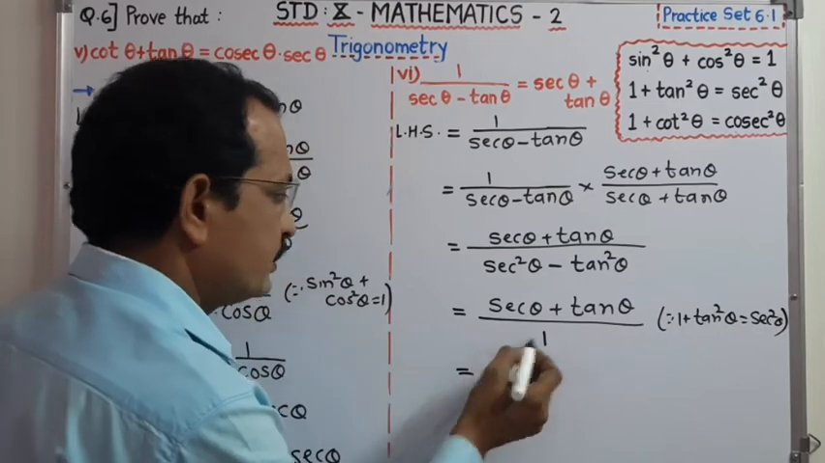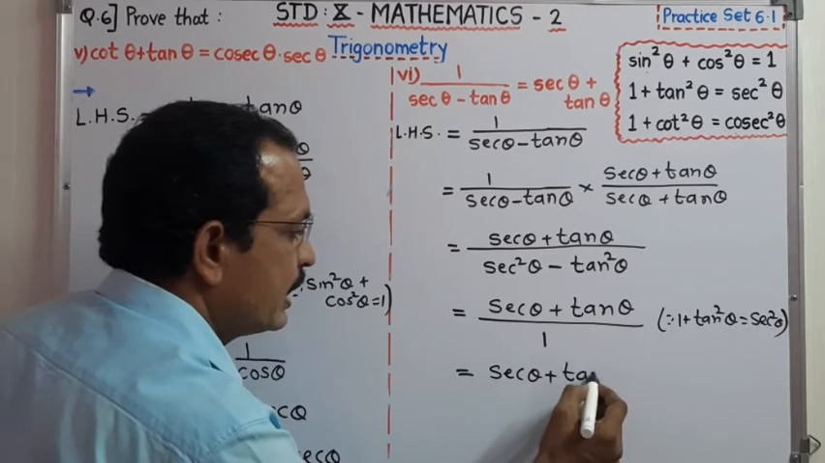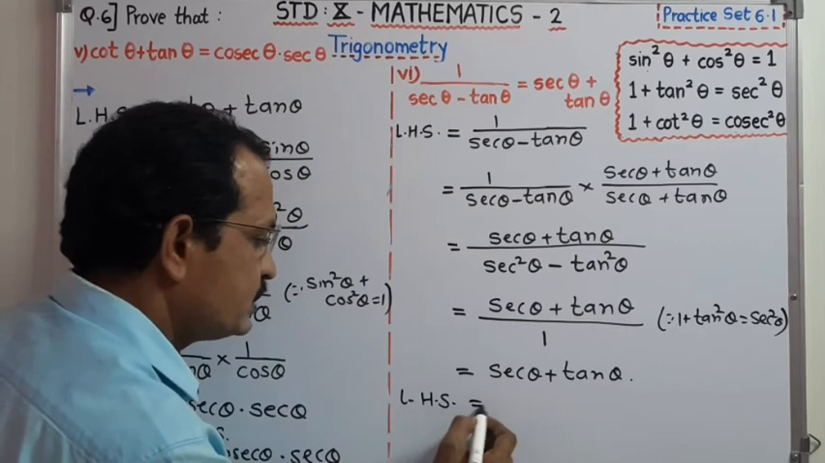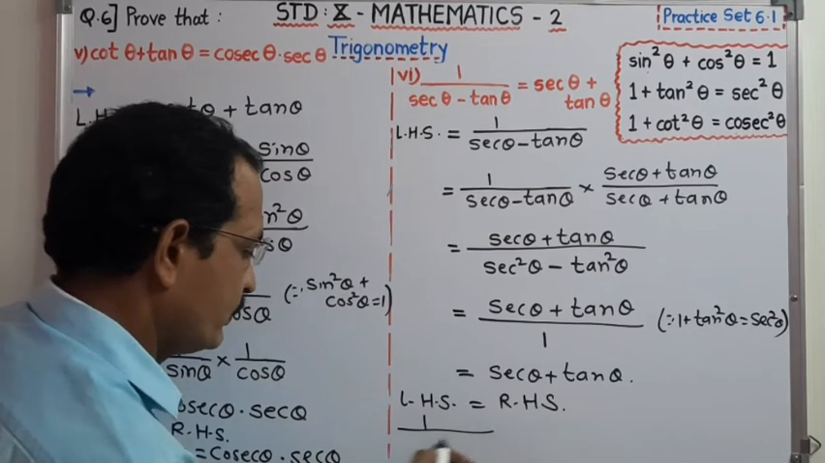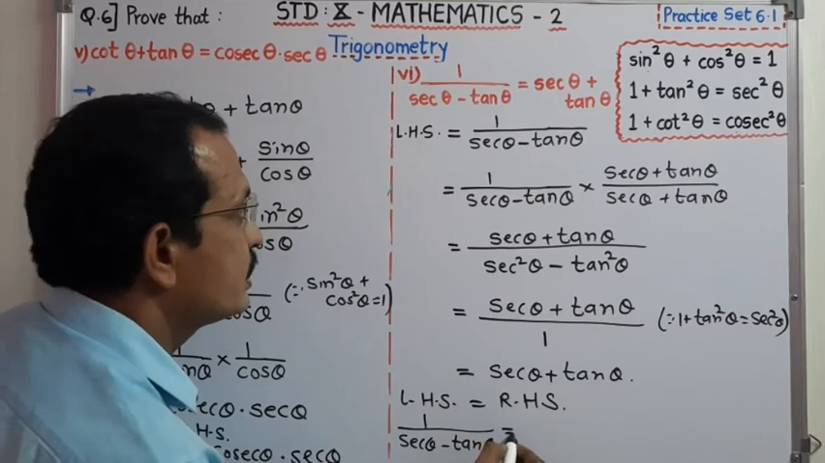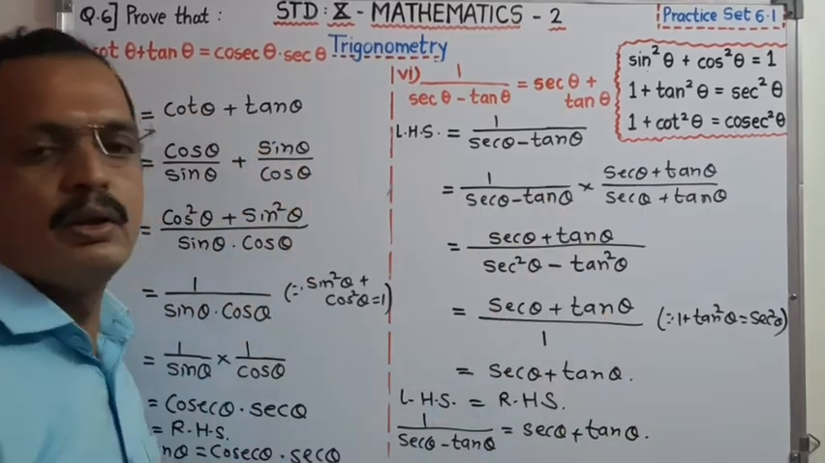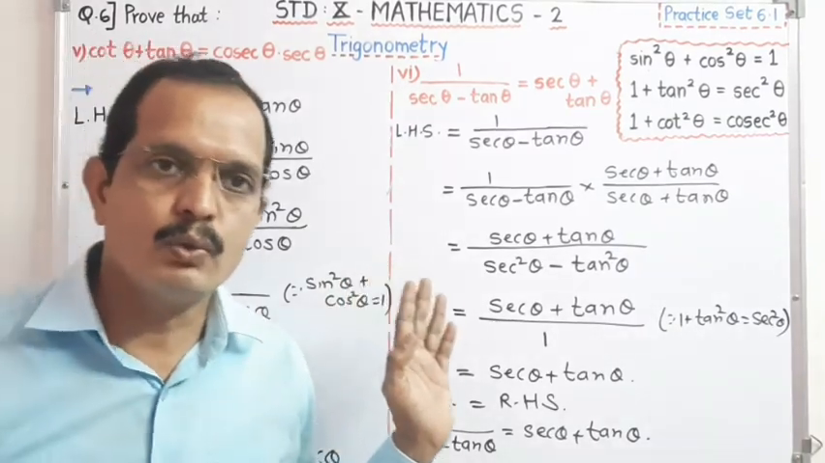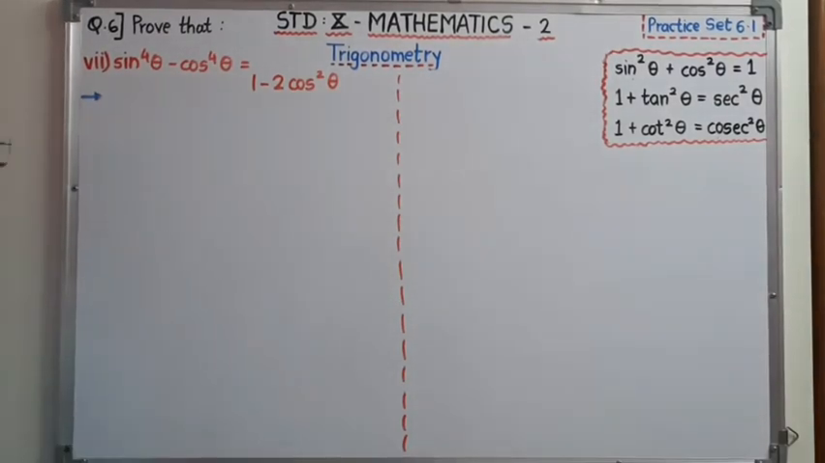Now, dear students, see here, we got this sec theta plus tan theta. Therefore we write here LHS is equal to RHS, and we got 1 upon sec theta minus tan theta is equal to sec theta plus tan theta. Dear student, in this way we completed question number 6. Now we have to start with the 7th one. See, dear student, we have to solve question number 7.